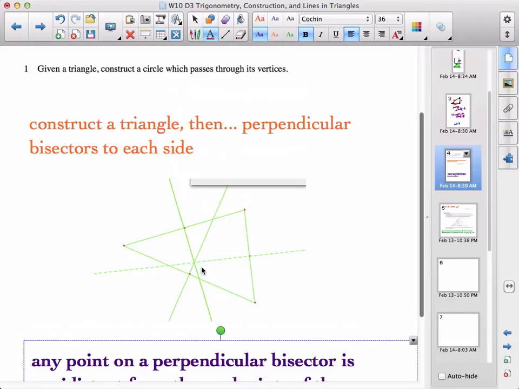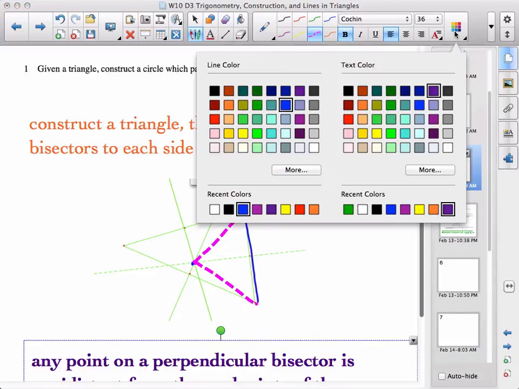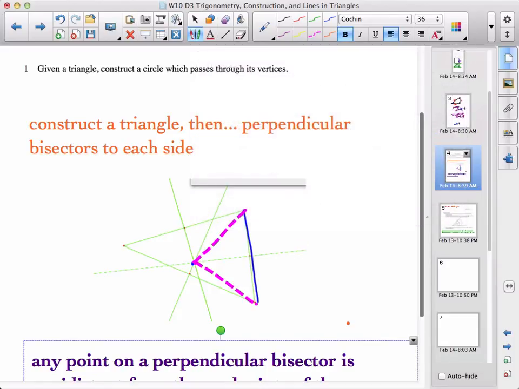Well, this is where they all intersect. So they all intersect right here. Yes. And if you consider a point on just one of the perpendicular bisectors, let's look at the one on the right here, it's going to be equidistant from the endpoints of this line segment. This point must be equidistant from those 2 points, right? And then if you take a different perpendicular bisector, it's also going to be equidistant from the endpoints of the line segment it perpendicularly bisects.